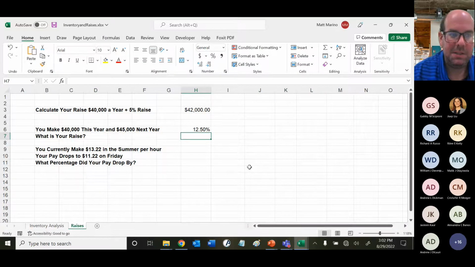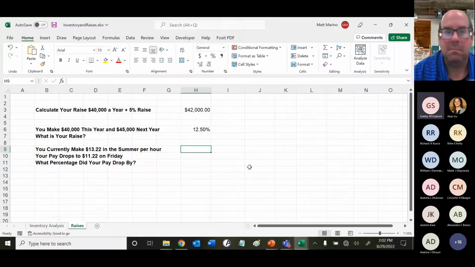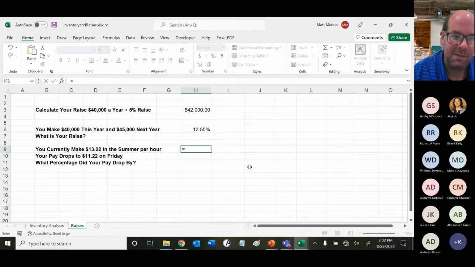All right. And for our last one, we're asked, you currently make $13.22 in the summer per hour. Your pay drops to $11.22 on Friday. What percentage did your pay drop by? Wouldn't it be the same formula as the previous one, just with your summer pay and the new pay on Friday? Yep. So our 13.22 minus 11.22 gives us $2 divided by our old wage of 13.22.